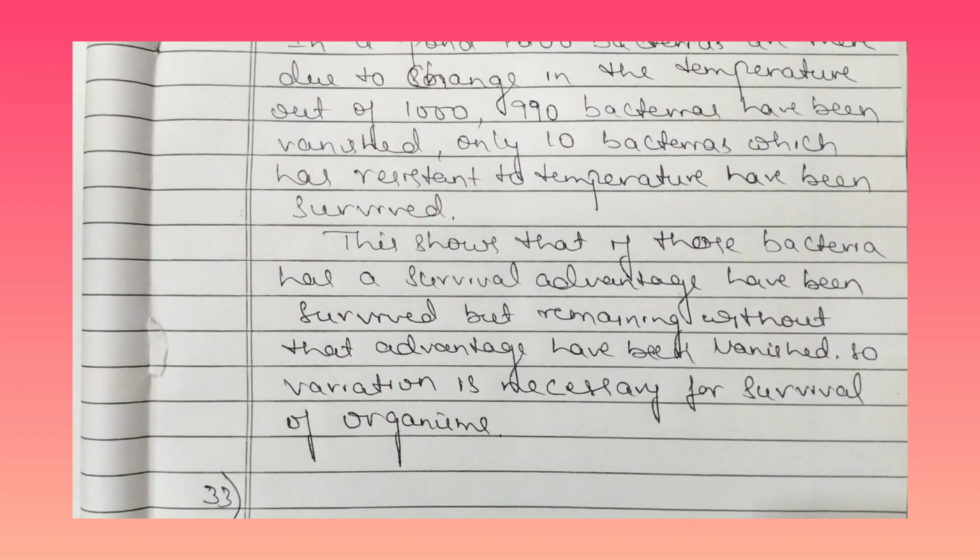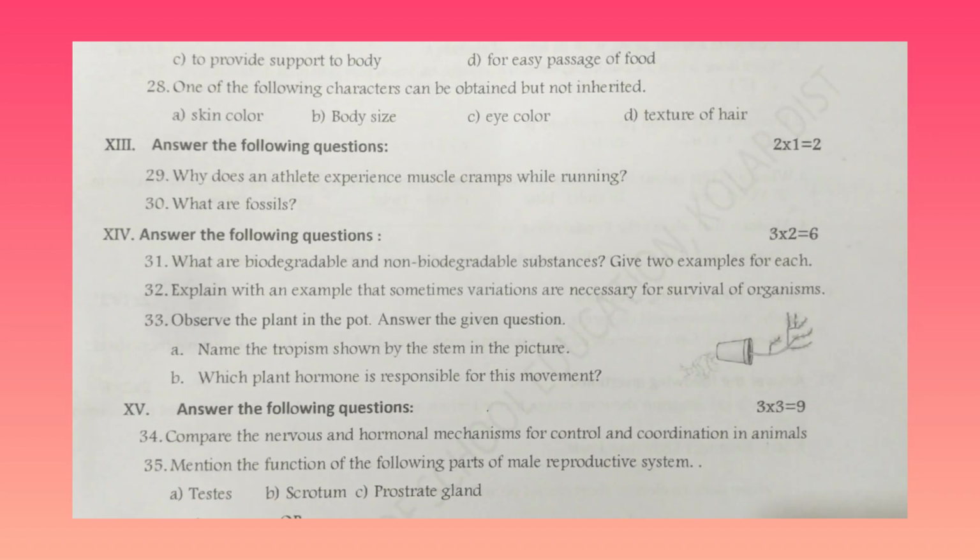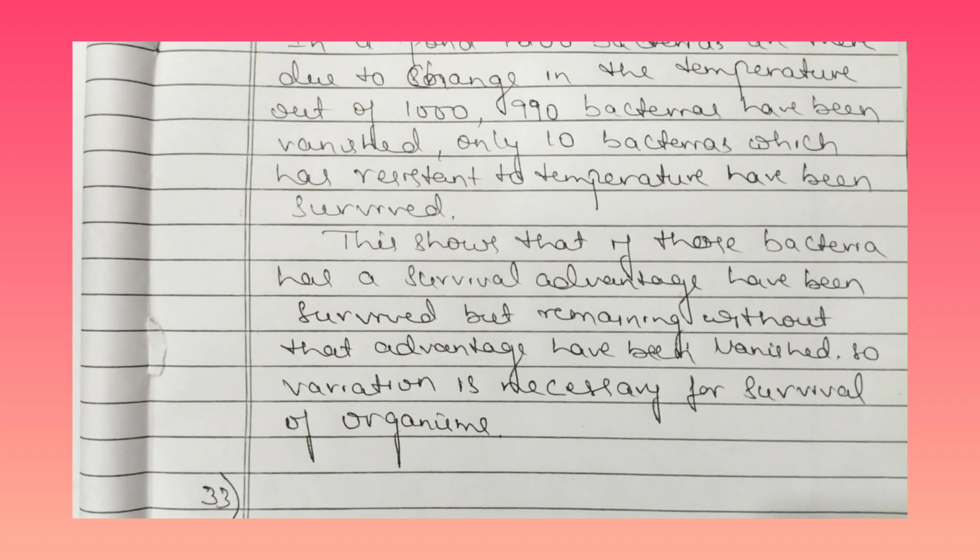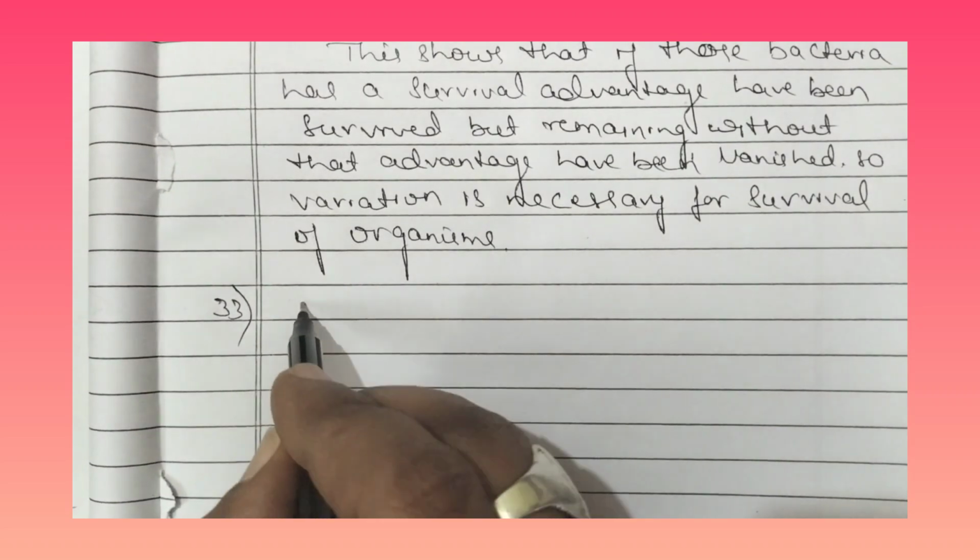Now let us move to the 33rd question. In the 33rd question they have given, observe the plant in the pot. So this is the plant in the pot. Answer the given questions. Name the tropism shown by the stem in the picture. Which plant hormone is responsible for this movement? So how do we answer the 33rd question?